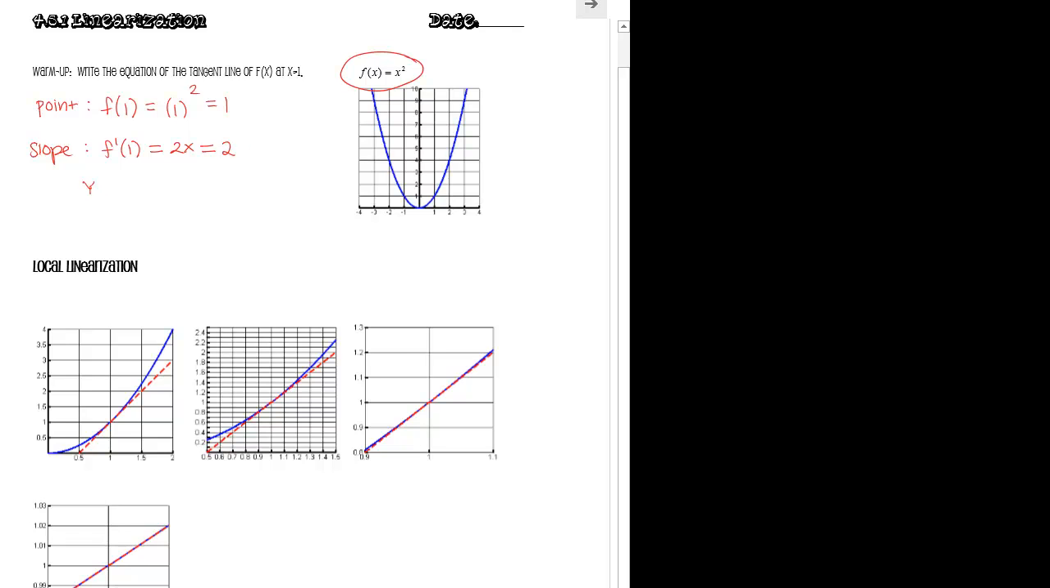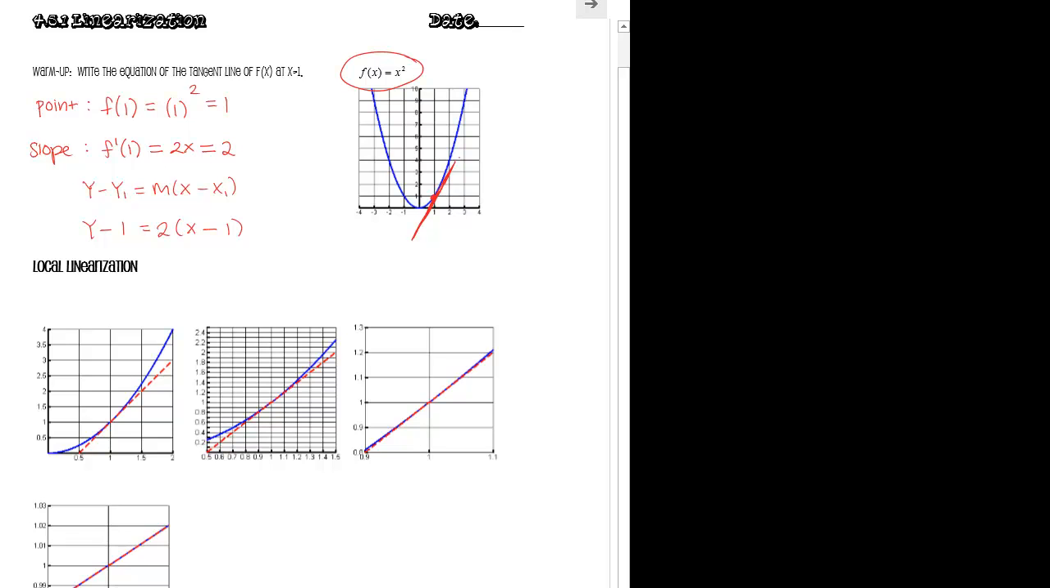Equation of the tangent line, y minus y1 is equal to m times x minus x1. And so y minus the y of the point is equal to the slope times x minus the x of the point, which is 1. So that is actually going to be shown right here. The slope of 2 at that point would be about here. That would be the tangent line.